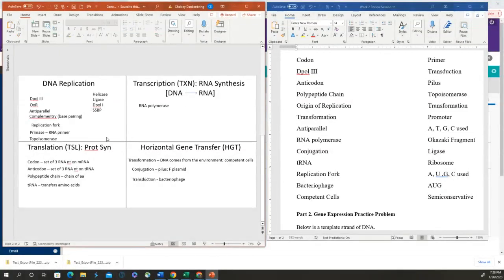All right. Oh, we're already at 7:30. Time flies. Okay. So where did I leave off? We've gotten transformation, topoisomerase. Promoter. Ooh, this is a good one. The promoter. Where does that go?